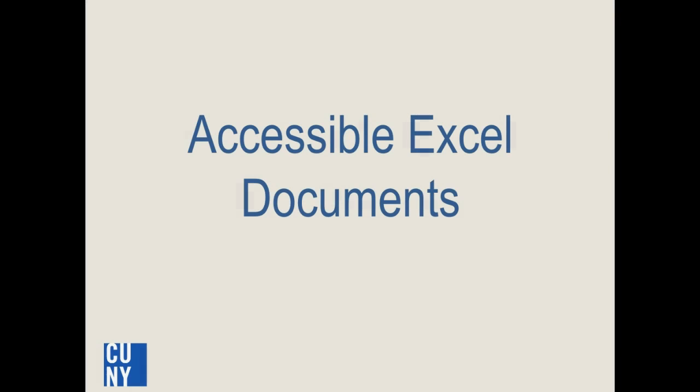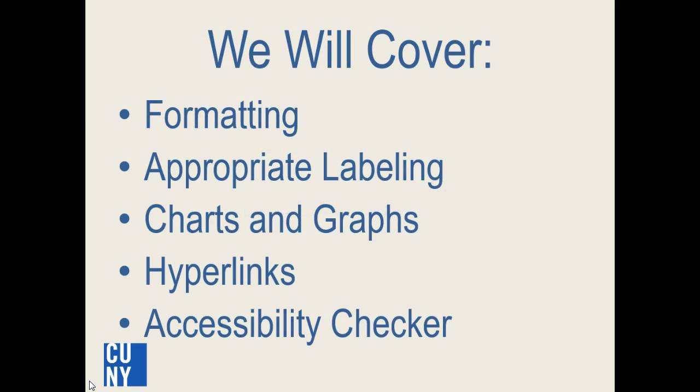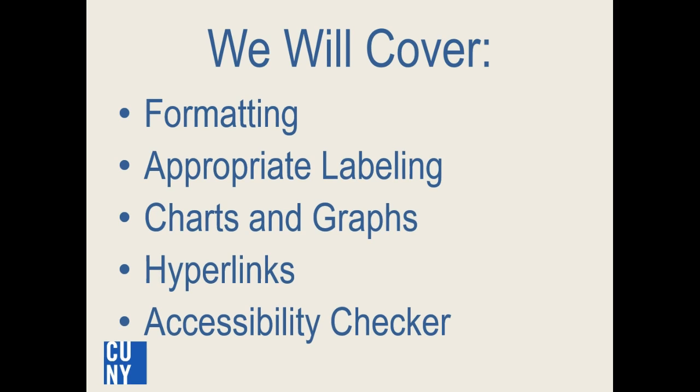Welcome to this video on how to make accessible Excel documents. When considering how to design an Excel document, there are a few things to keep in mind in order to ensure that it is as accessible as possible for everyone, especially those using a screen reader to access the information contained in the document. In this video, we will cover formatting, appropriate labeling, charts and graphs, hyperlinks, and the accessibility checker. I will be using Excel 2013. But I will also cover how to use older versions and Excel for Mac.